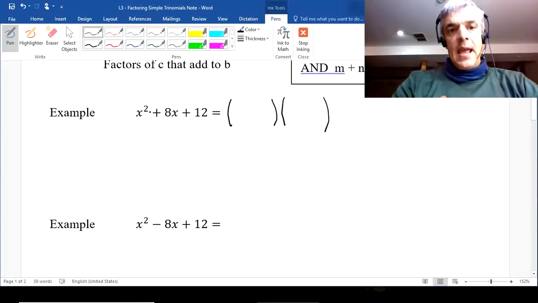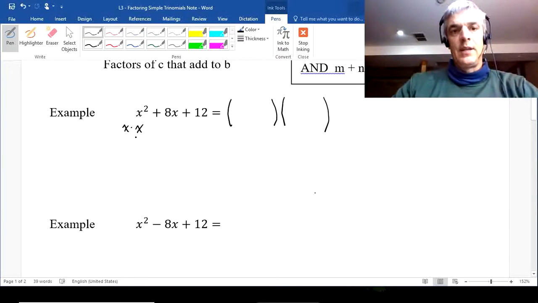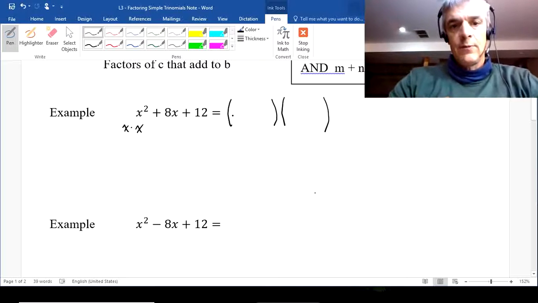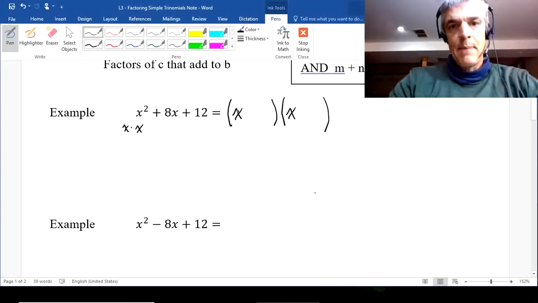Okay, and the factors of x squared are only x times x. That's the only option you have. You don't have any other option there. So we know that the first two terms have to be x and x, because when they multiply back together, they will give us this x squared.